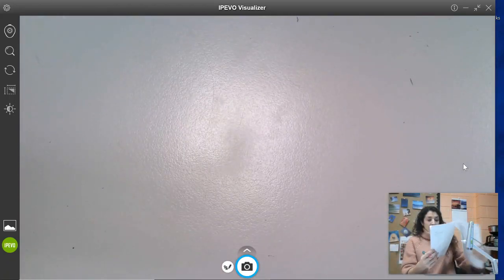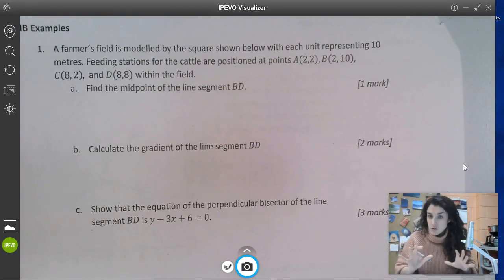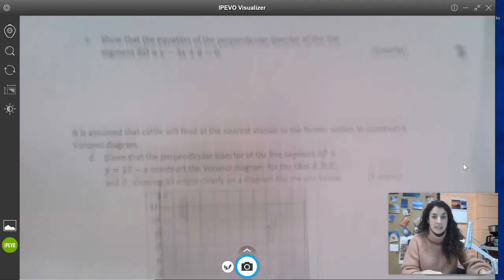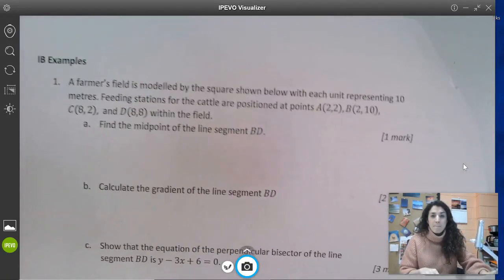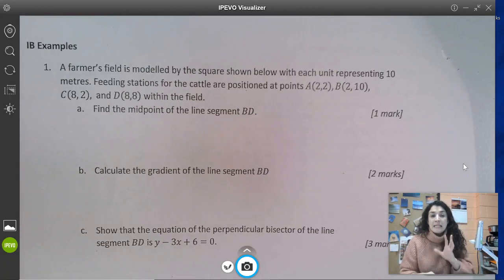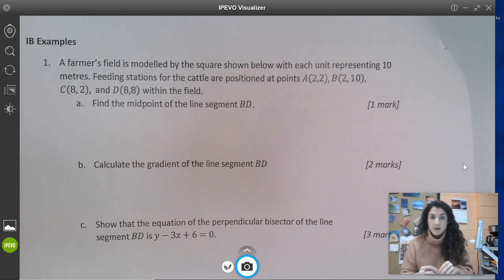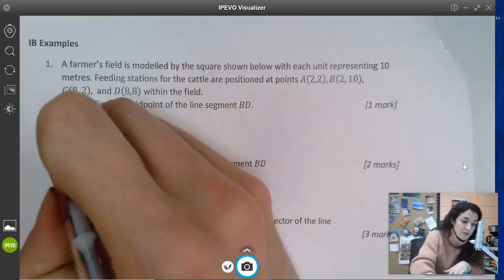I want to make sure that we get to IB examples, so that we can see what we're looking for in regards to an IB level test. A farmer's field is modeled by the square shown below, with each unit representing 10 meters. Feeding stations for the cattle are positioned at the points labeled on the coordinate plane within the field. It says find the midpoint of the line segment BD. Go ahead and do that on your own.